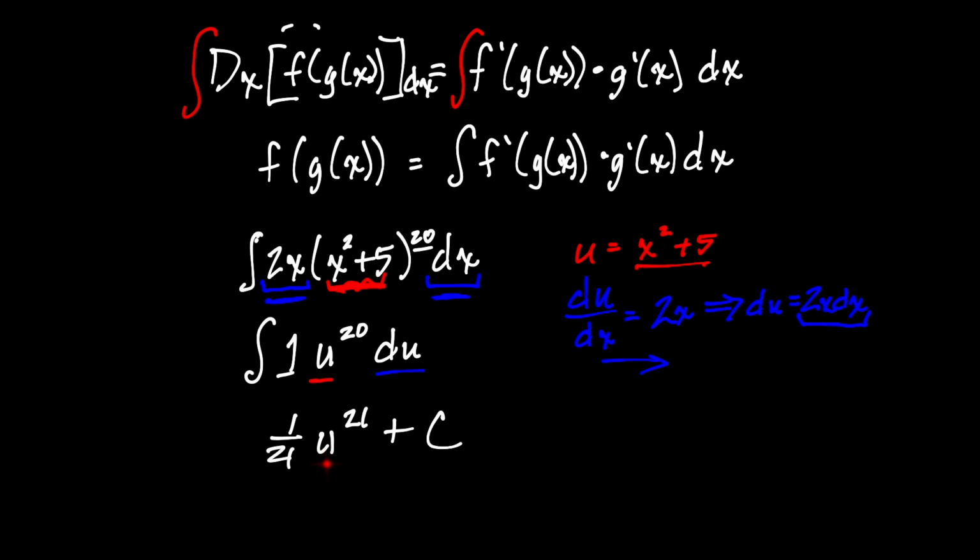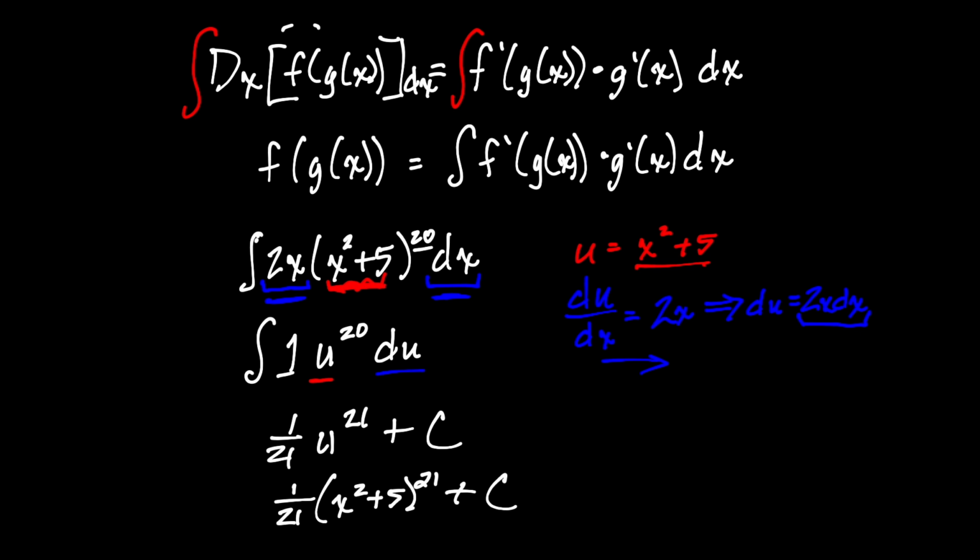But notice we started in x, so we want to end in x. So I have to go back and resubstitute x squared plus 5 in place of the u. So my final step here would be to say this is equal to 1 over 21 times x squared plus 5 to the 21. And don't forget your constant, plus c.